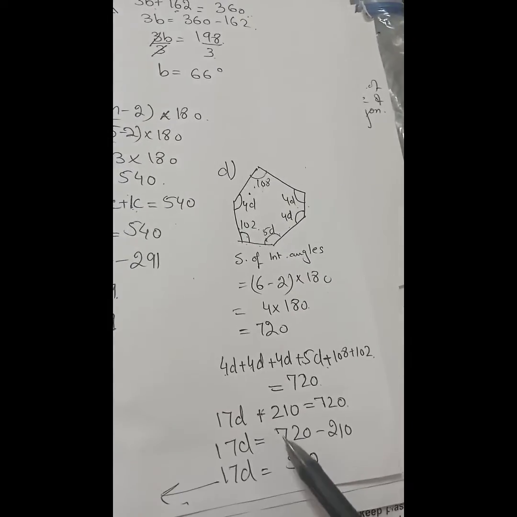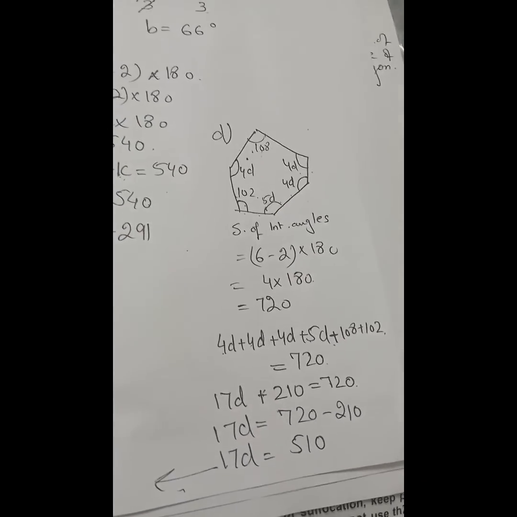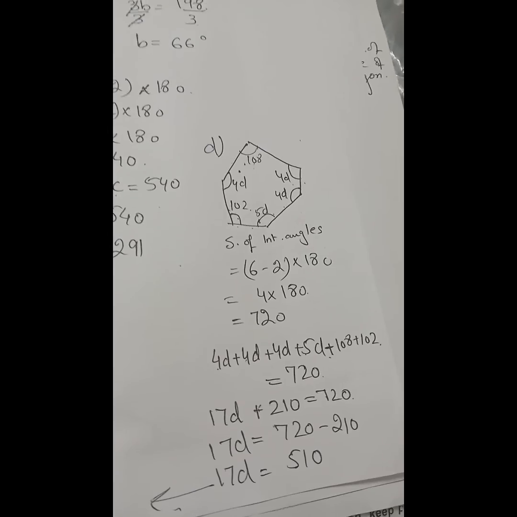So I hope that you have understood this question as well, the same way we did it. First we have to calculate the sum of the interior angles, and then later on we have to add all the angles, add the like terms, and get the answer.